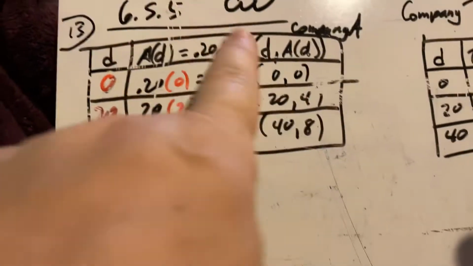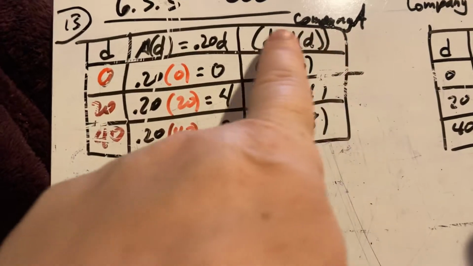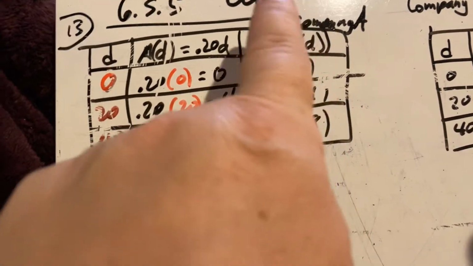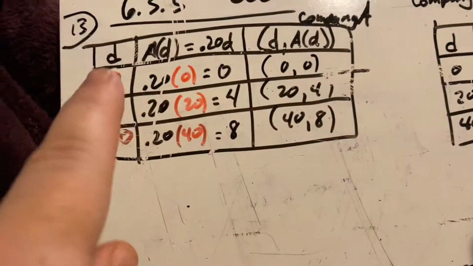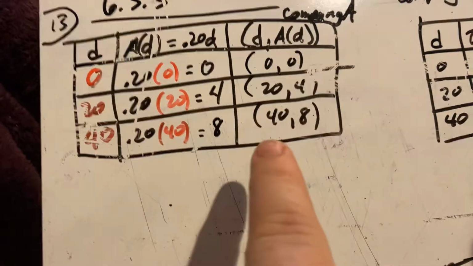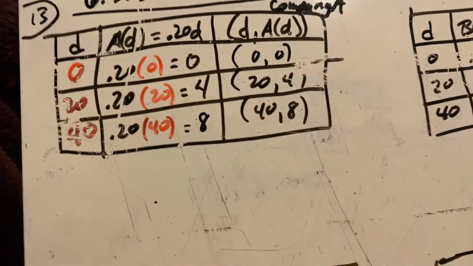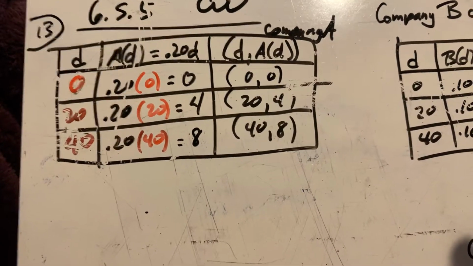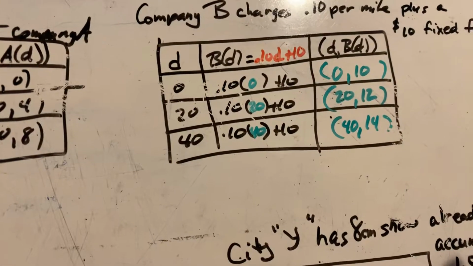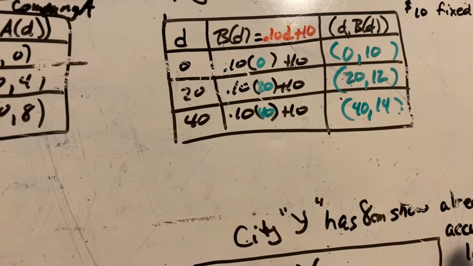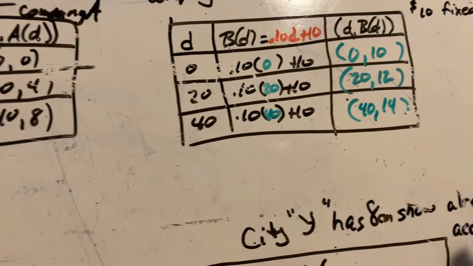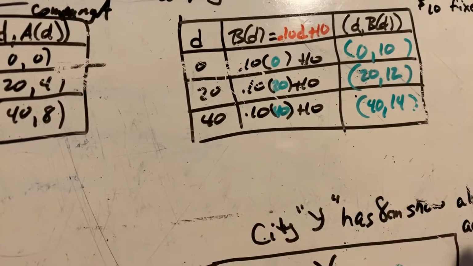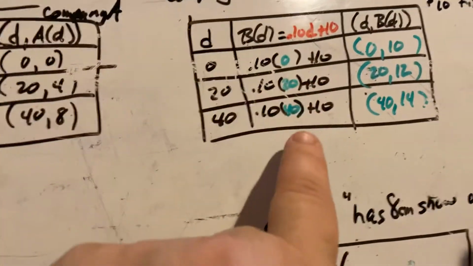And so don't get bothered by this function notation. Just think of X comma Y, input, output. The inputs are 0, 20, and 40, and our outputs are 0, 4, and 8. And they correspond just like that. Okay, let's take a look at company B. Again, we're going to use the exact same distances, 0, 20, 40, because we want to do a comparison on price. So I've substituted the 0, 20, and 40.